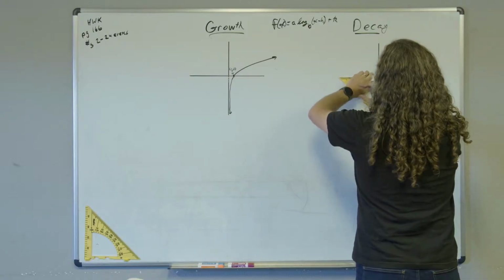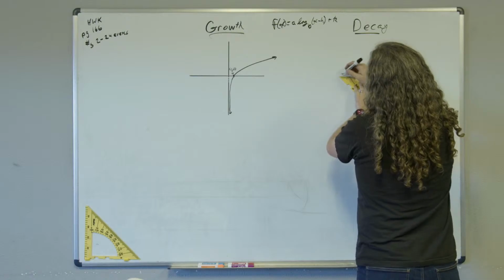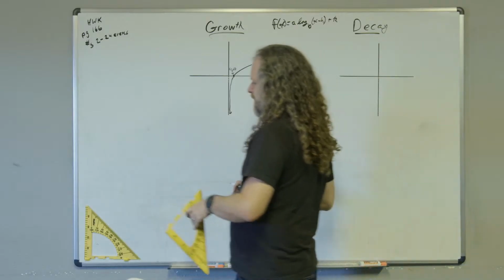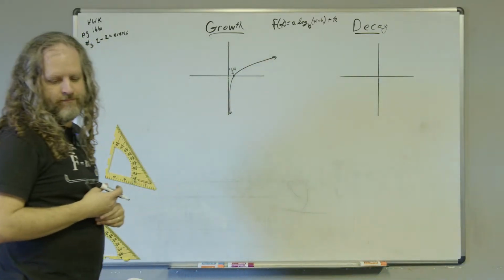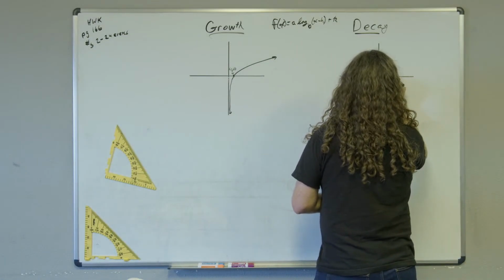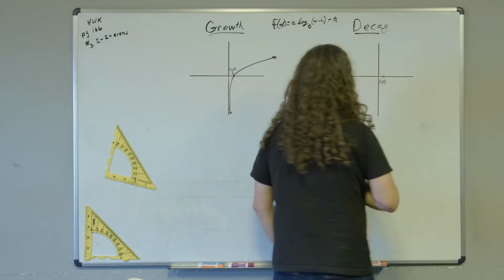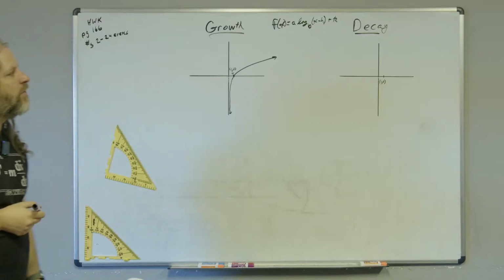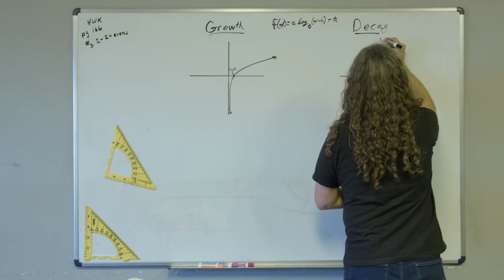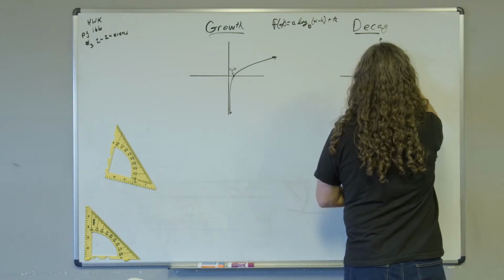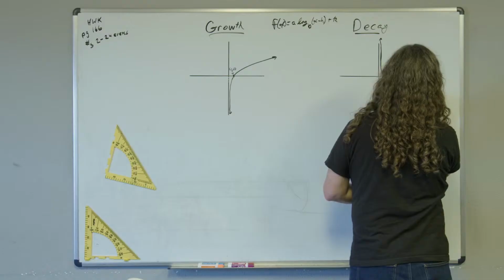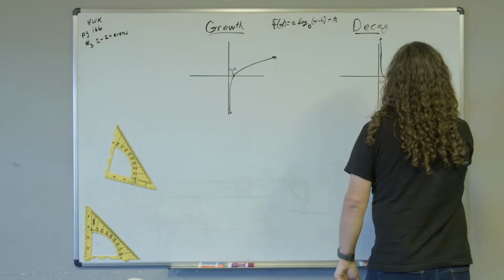Kind of how a parabola flips when you take the square root, the inverse of the parabola. Exponential decay still goes through 1, 0. Not what you expected. It also still has a vertical asymptote at x equals 0, and it looks like this. I guess it does make sense. And that's it.